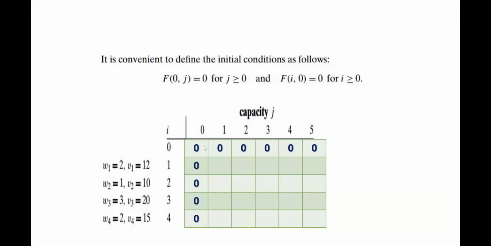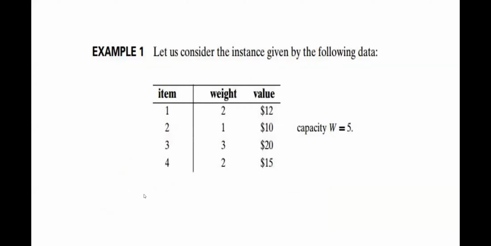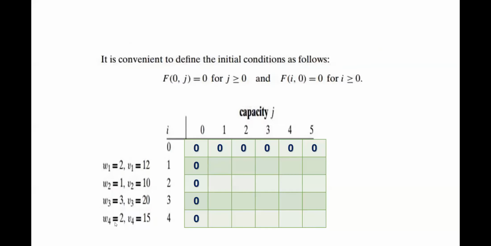This is the initial setup we must do for the dynamic programming approach to solve the knapsack problem. The data I am writing in a more convenient form: weight 1 is the weight of object 1, value 1, v1, is the profit or value of object 1, weight 2, value 2, weight 3, value 3. The same data is represented in this particular format.